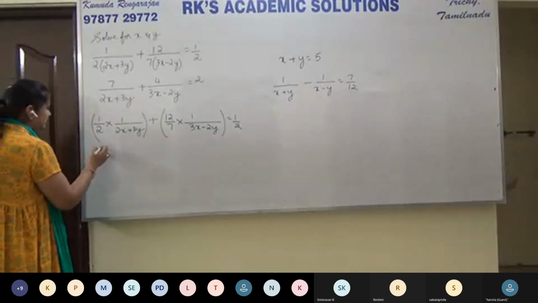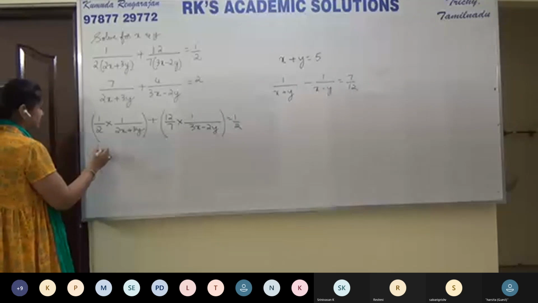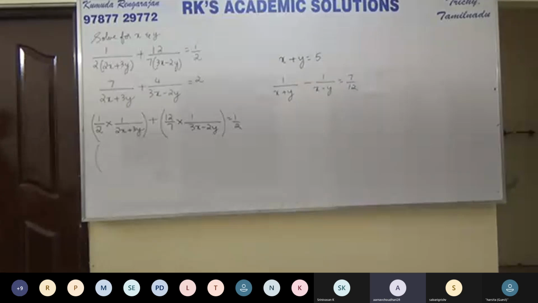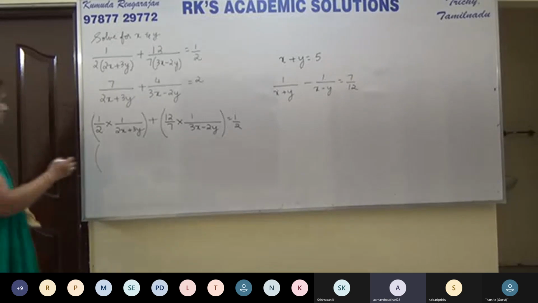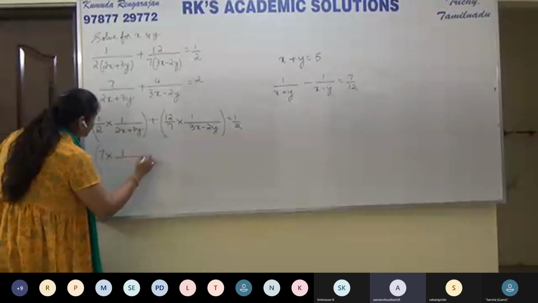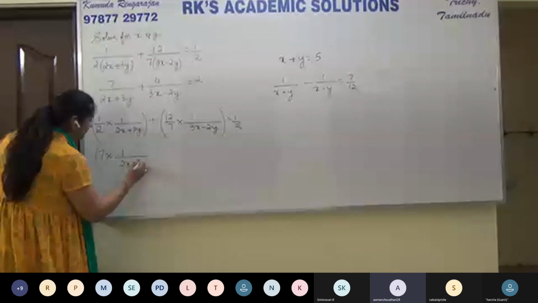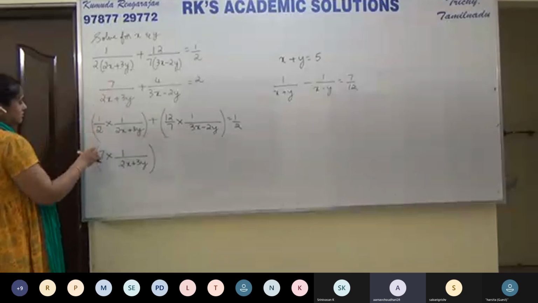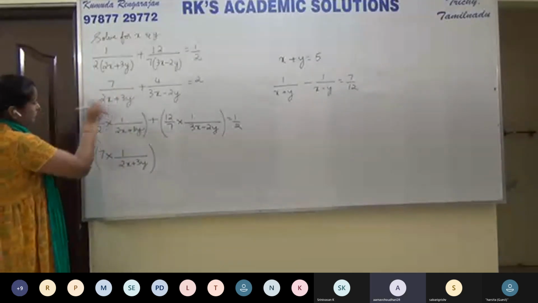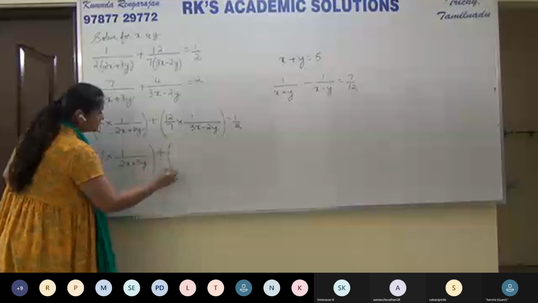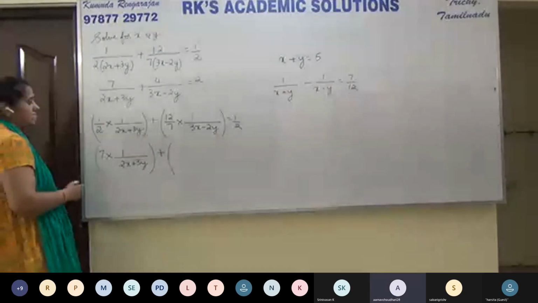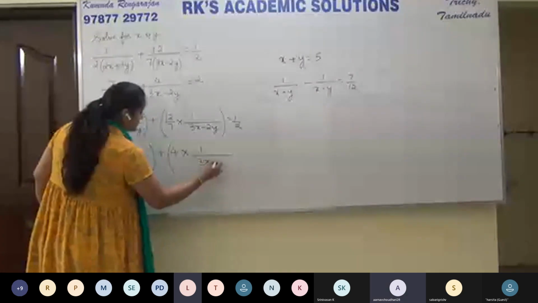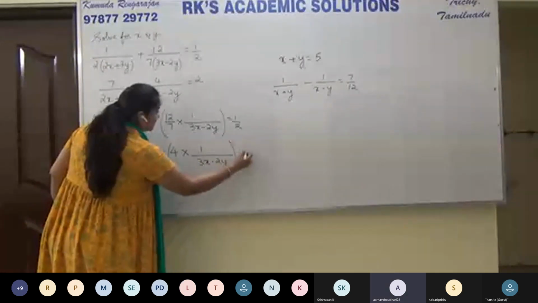Do the same thing in the second one. How do we write the second one? 7 into 1 by 2x plus 3y, correct? 7 into 1 is 7, and 7 by 2x plus 3y, plus 4 into 1 by 3x minus 2y is equal to 2.